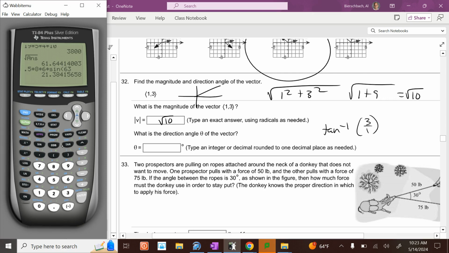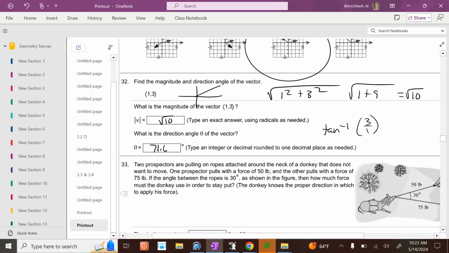The inverse tangent of 3 over 1 is 71.6 degrees. Now, if any of these were negative, you've got to go into a different quadrant, but you only use positive numbers here. And then you subtract from 180 or add to 180 to find the angle, or subtract from 360.